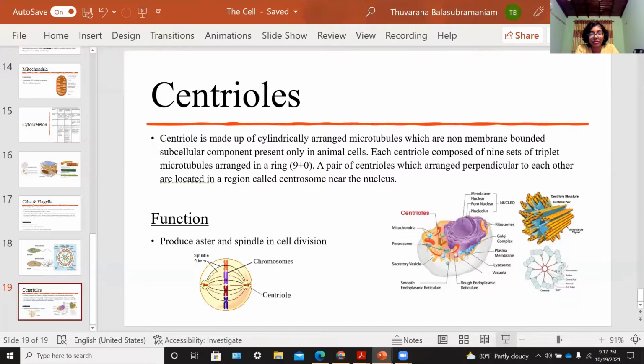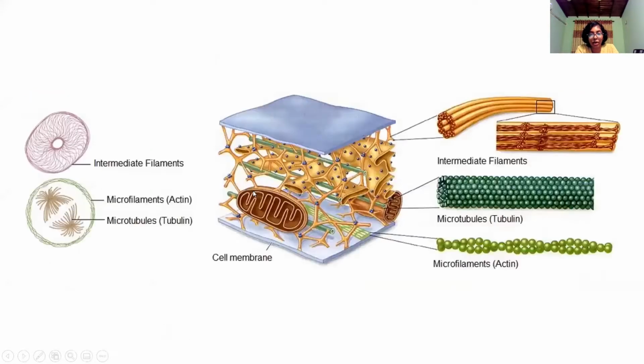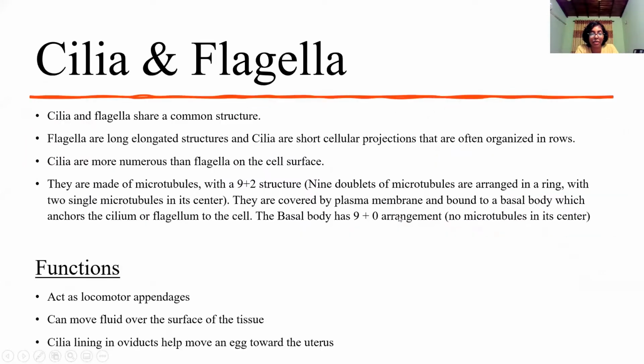Sorry. And now let's take a look at cilia and flagella. These are actually extracellular parts, actually the continuation of the cell membrane, you can call it like that as well. So these both share a common structure. They are made up of microtubules. You can remember microtubules. Earlier also we talked about them in cytoskeleton. So these are made up of microtubules with a 9+2 structure.